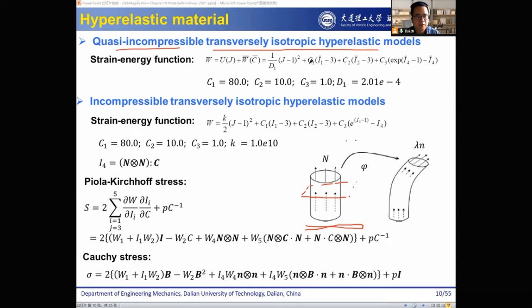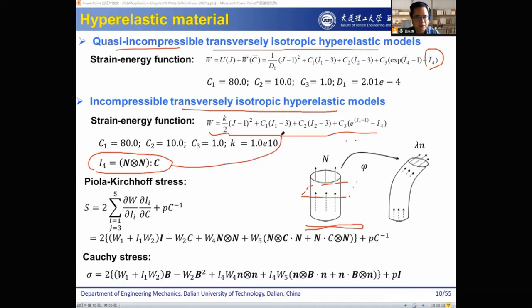So to write out the strain energy density for this kind of material, we have to introduce the fiber direction, which is I4 here, and so we have the incompressible transverse isotropic hyperelastic model. And the strain energy is written as this. So we need to describe the fiber direction, or we need to introduce the fiber into the strain energy function. So this is I4. This is in relationship with the fiber.